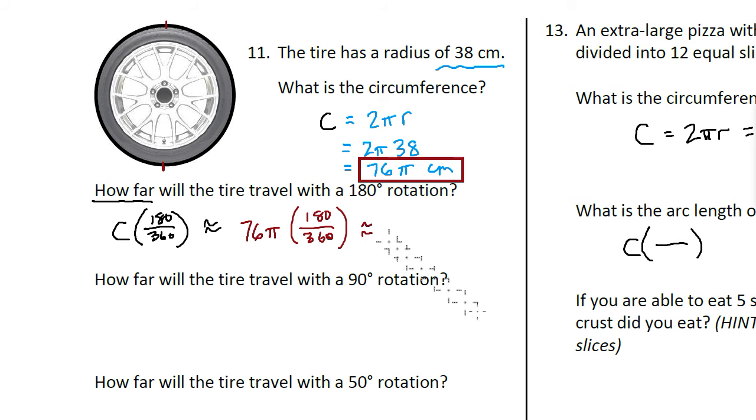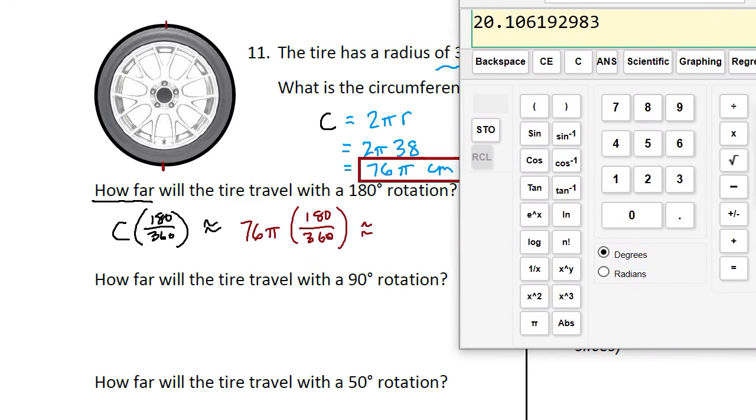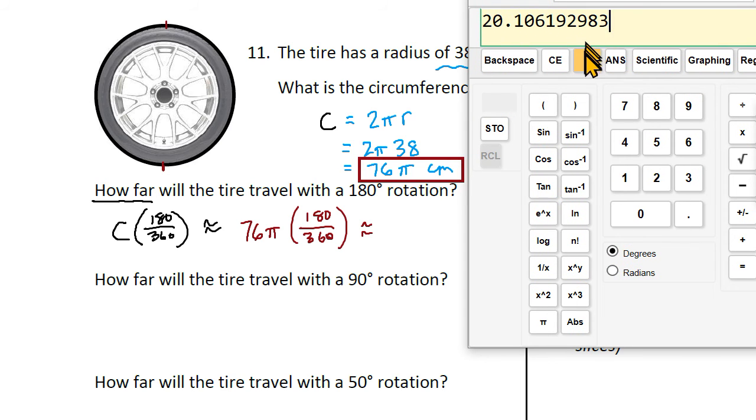Let's plug this into our calculator. Should be no sweat. We've got 76 pi. And then you can put times if you want to. You don't have to. If you don't put a math symbol, we always assume it is multiplication. So 180 divided by 360. And there we go. The approximate distance it's going to travel is 119.4. I'm going to round up the 3, 119.4.